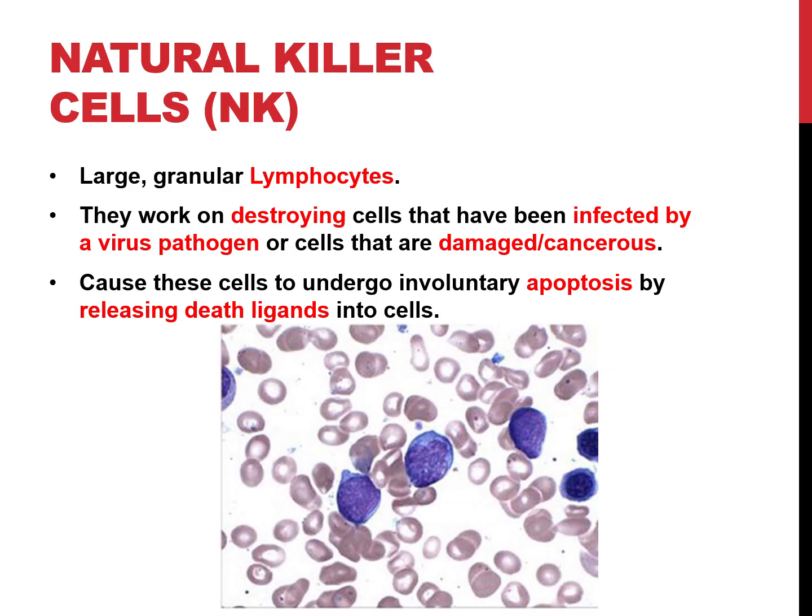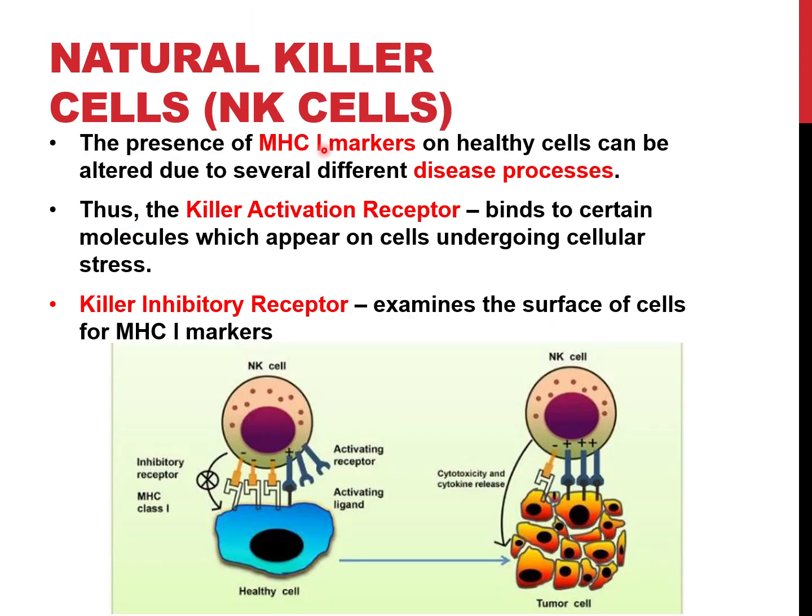All right, so our next cell we're going to look at is the natural killer cell, or the NK cell. So they're large, all right? They work on destroying cells that have been infected by viruses, or cells that are damaged or cancerous, okay? So if we're looking here, all of these cells here could be cancerous or soon to be cancerous, all right? Or they could be infected by viruses. Essentially what they do is they release what we call death ligands, all right, which will then cause the cell to go through apoptosis. So these cells, they use the MSG1 markers and killer activation receptors, and they will check each and every cell to see if they want to make it go through apoptosis.